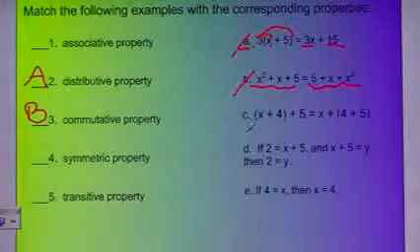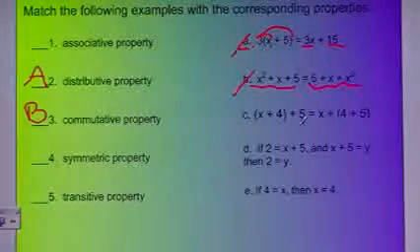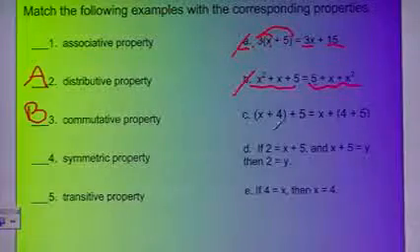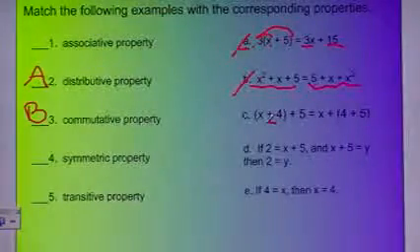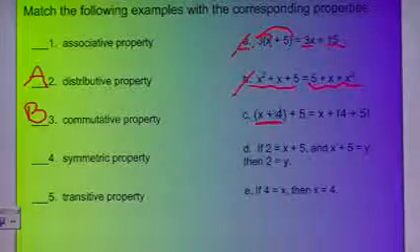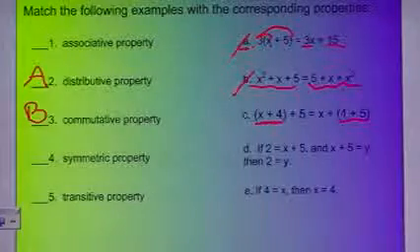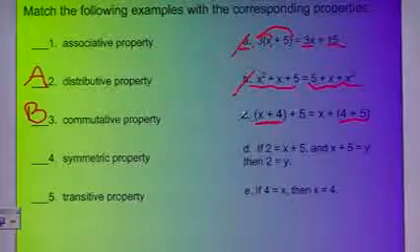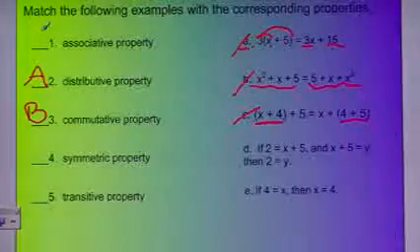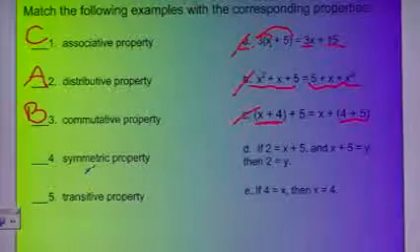All right, let's look at C. Well, what's going on? I have the same order, x, 4, 5, and on the other side, same thing, x, 4, 5. So it's not the order property, but look who's hanging out. Over here, x plus 4 are grouped together. They are associating with each other. But on the right-hand side, the groups change. Now 4 and 5 are hanging out. So when your groups change, that's who you associate with that's changing. So that's associative property, C. All right, number 4 for symmetric property.